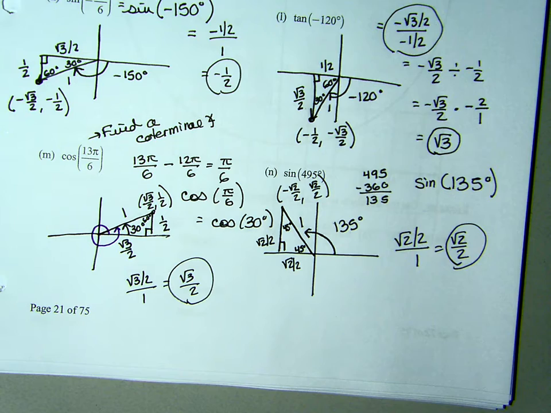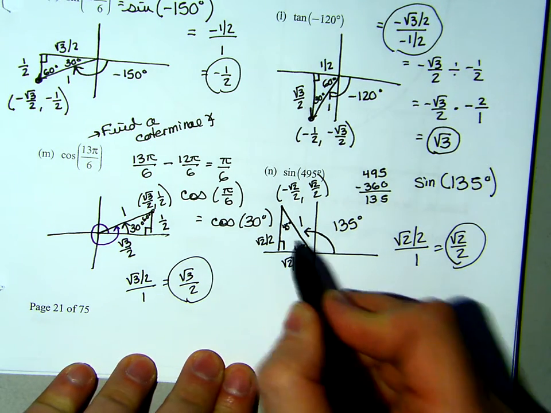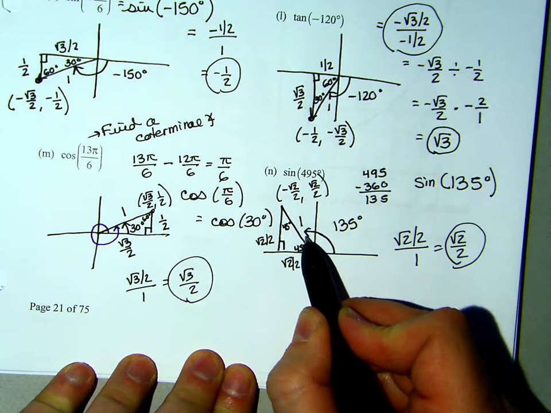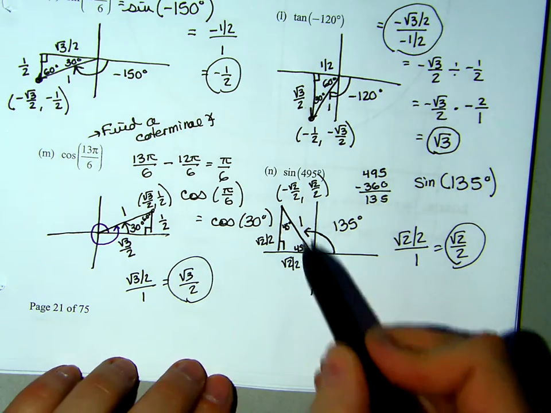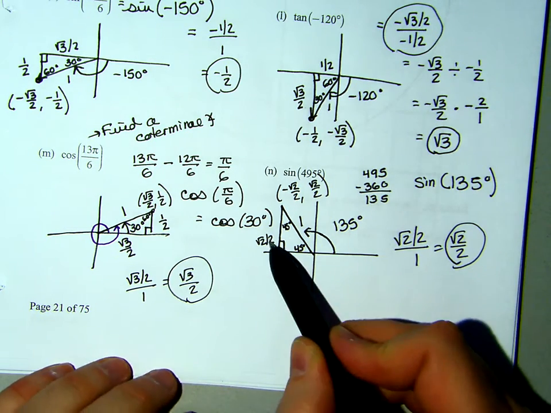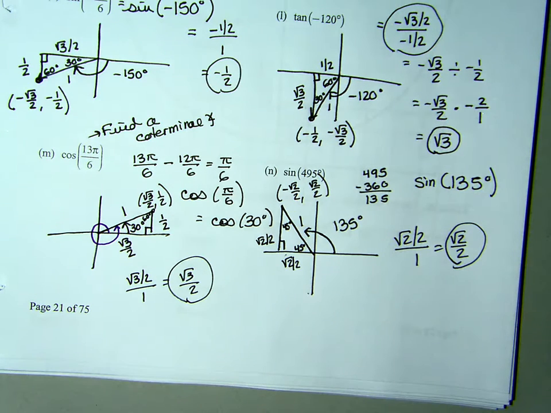There was more I wanted to say about this. Okay, so I've got my 135. How much more do I need to get to the x-axis? Well, 45 degrees. So it's a 45, 45, 90 triangle. 1, root 2 over 2, root 2 over 2. Get the coordinates and go.